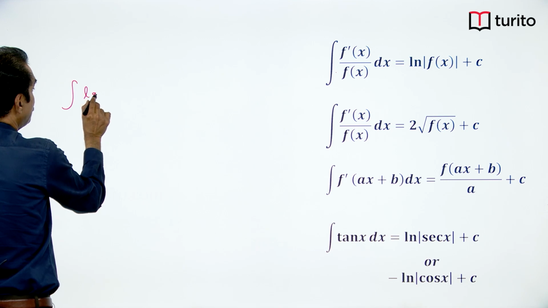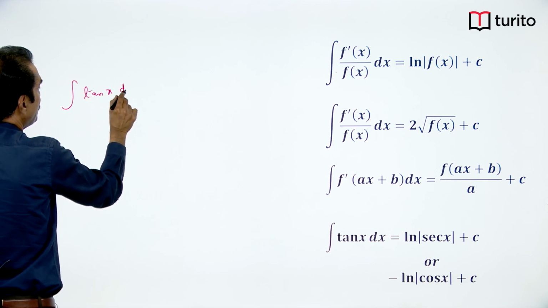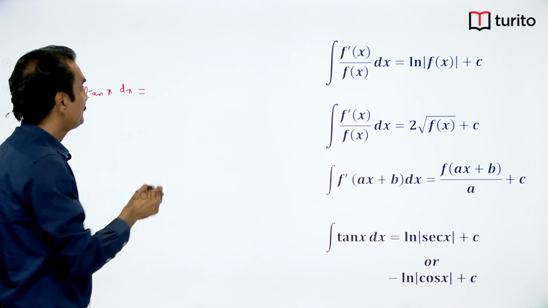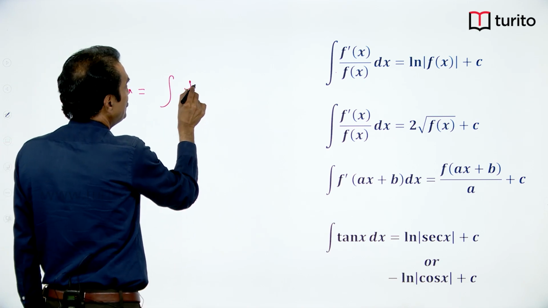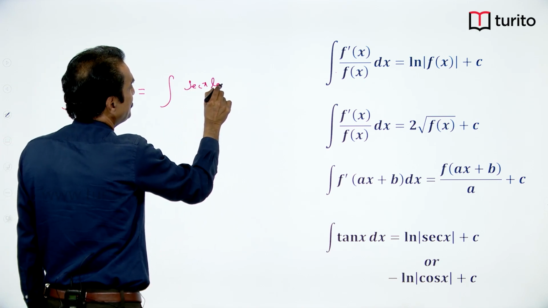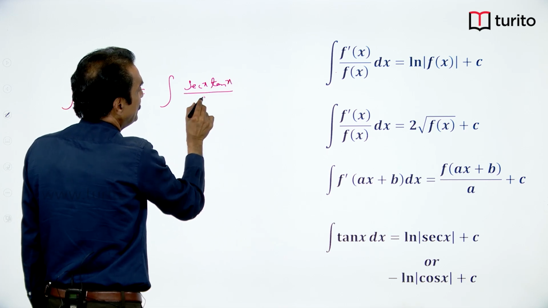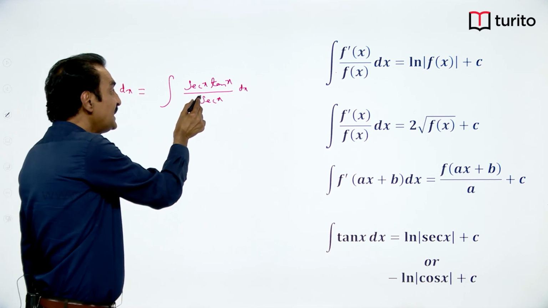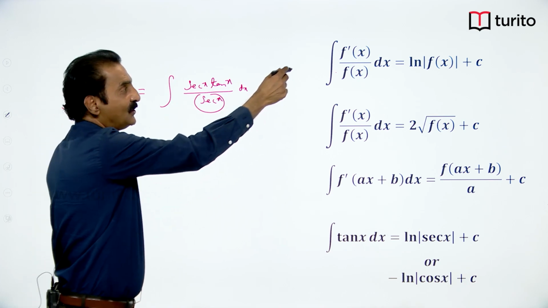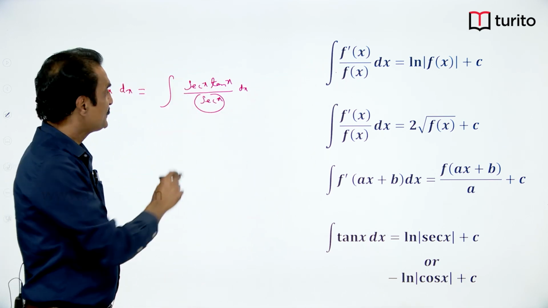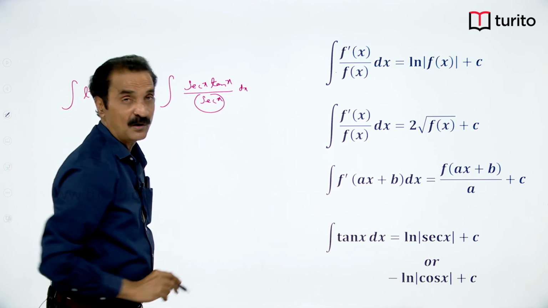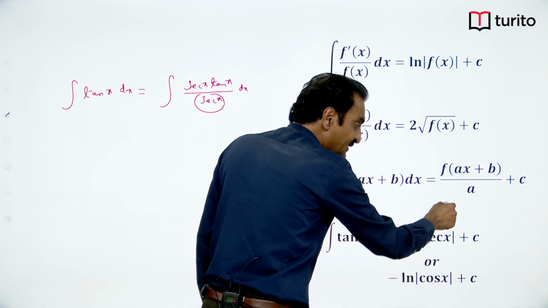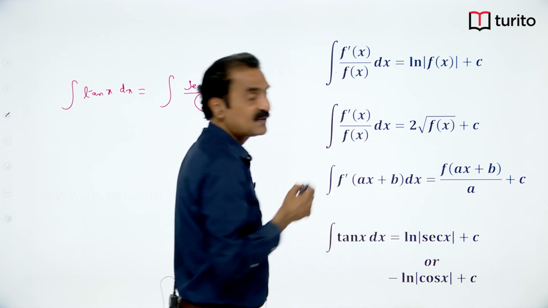The integral of tan x dx. In order to use this formula, we multiply and divide by secant x. Then it becomes secant x tan x upon secant x. Now the derivative of secant x is secant x tan x. So it is in the form of f dash x by f x. So its integral is ln mod of the denominator, ln mod secant x. And secant x is 1 by cos x or cos x whole power minus 1. So it becomes minus ln mod cos x also.